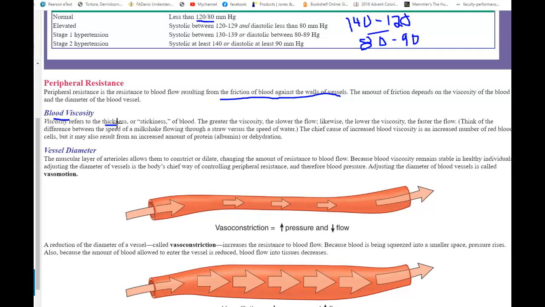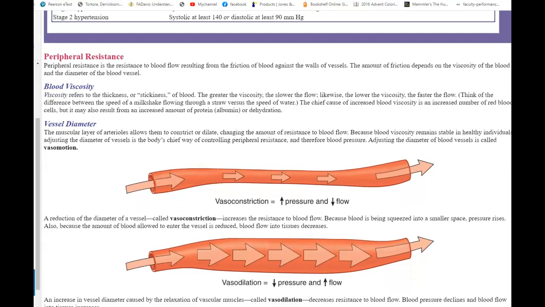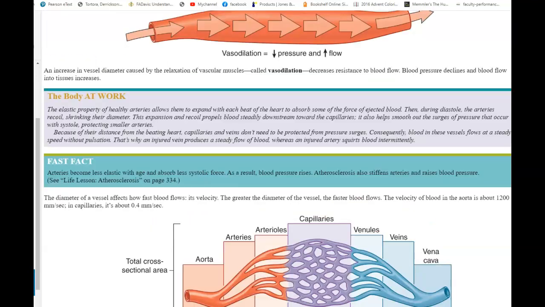Then you have the diameter. Again, if you squish a hose, the pressure will increase, but the flow will decrease. And then if you let go of your hose, your pressure will decrease and your flow will increase. So these are all factors that affect your blood pressure. Vasodilation and vasoconstriction, two cool words, but you know what? They pretty much make sense in life.